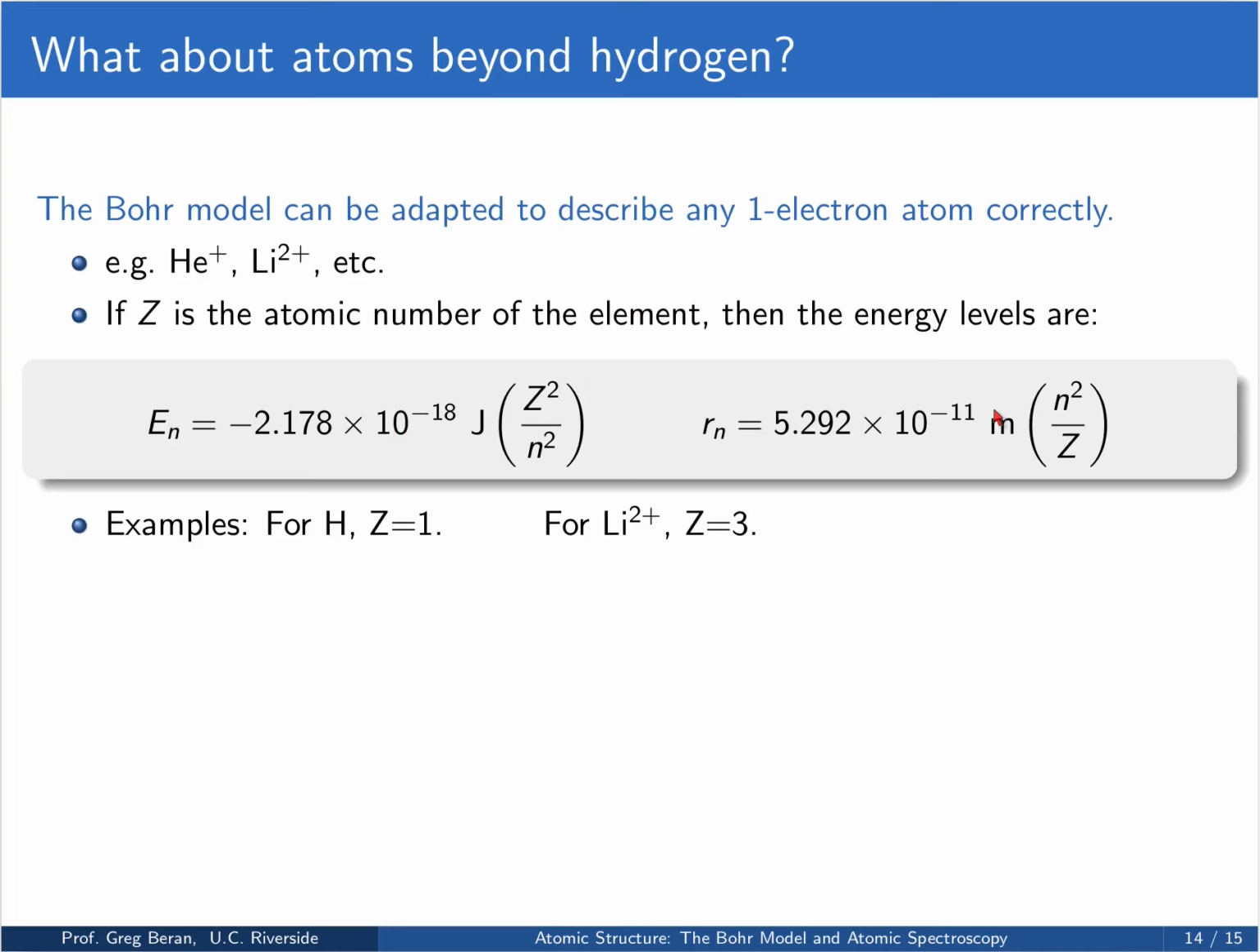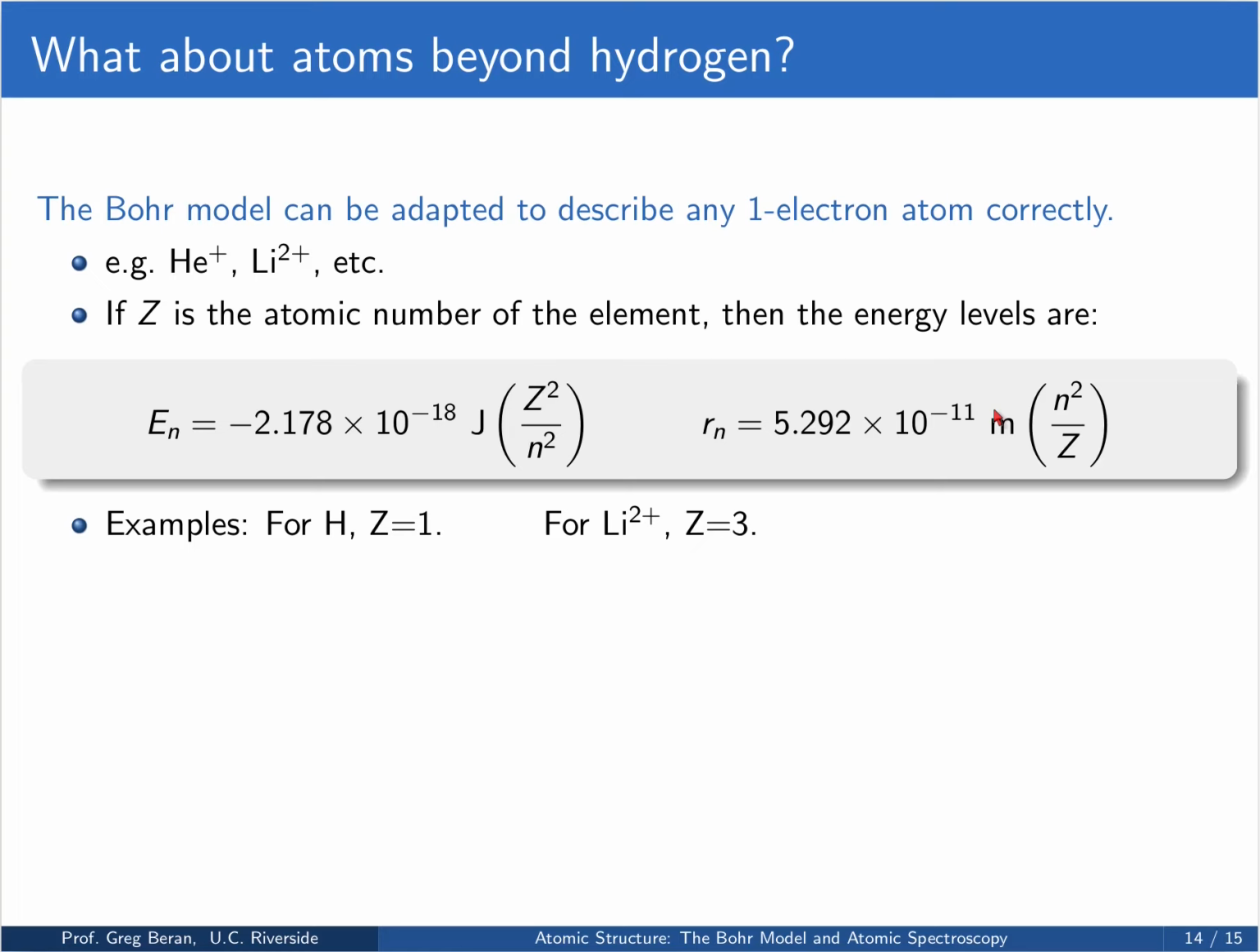Finally, we can ask, can we use the Bohr model to describe atoms beyond hydrogen? And the answer is only partially, in a very limited way. It turns out the Bohr model can only describe one electron atoms. So hydrogen obviously has one electron. You can also have one electron atoms by forming ions of some of the heavier elements, for example, helium plus, lithium 2 plus, etc.